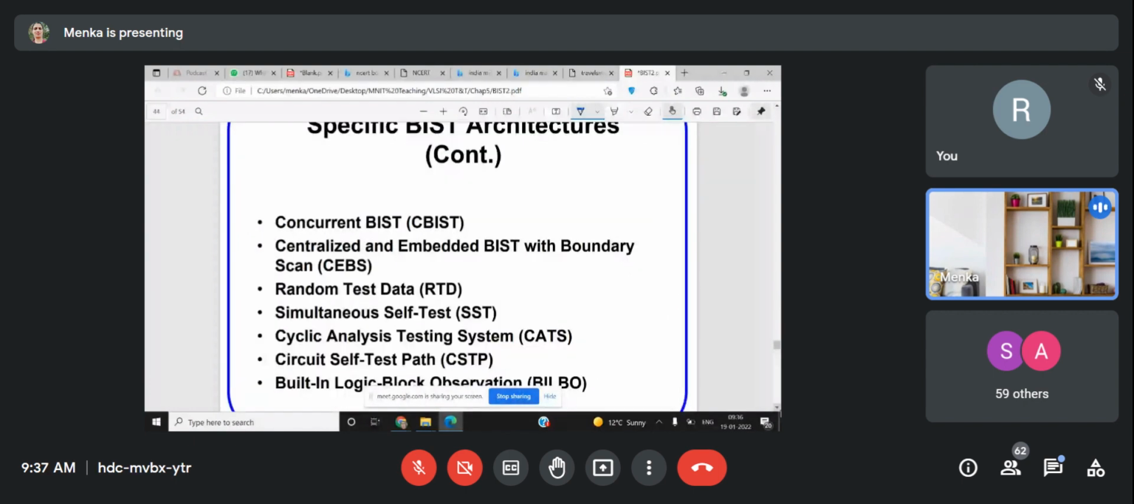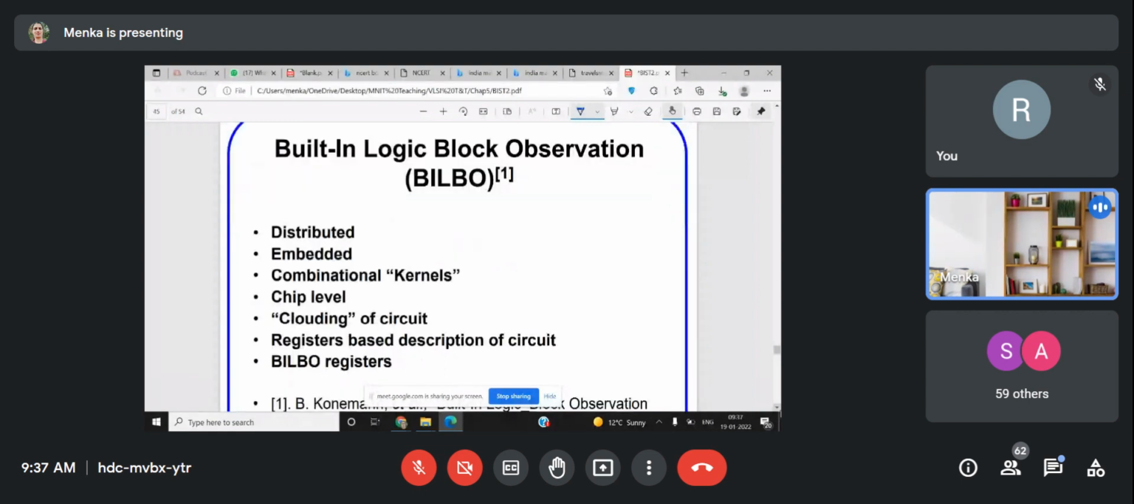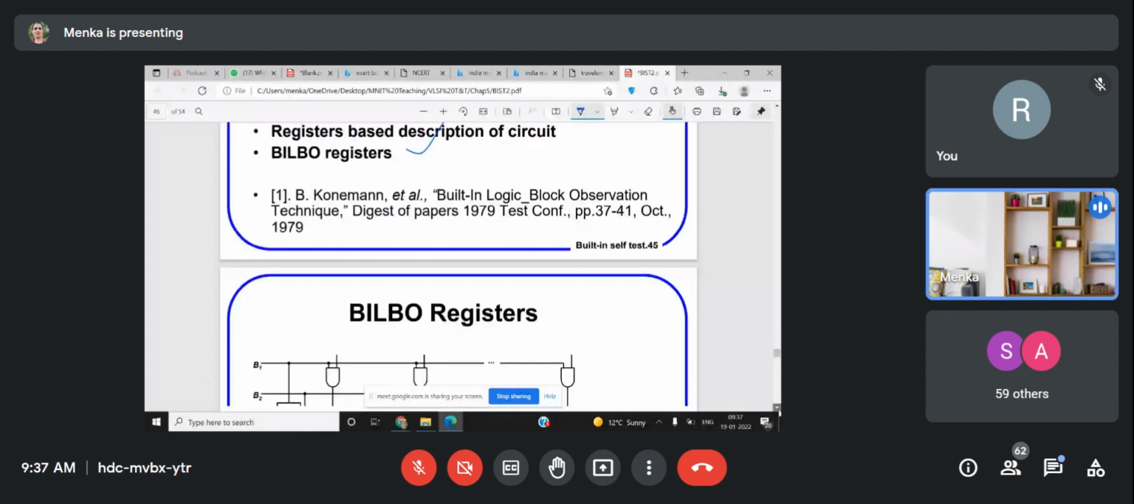So among these in your syllabus, BILBO is there. BILBO is built-in logic block observation. So built-in logic block observation itself is having different varieties like distributed, embedded, combinational kernels, chip level, partitioning of circuit, registers based description of circuit, and BILBO registers. So this is the BILBO register architecture.